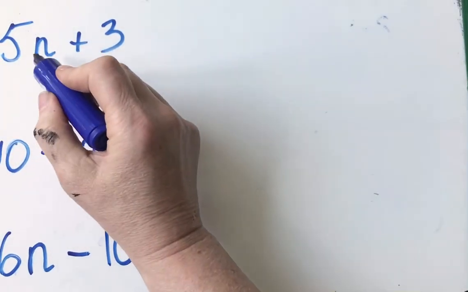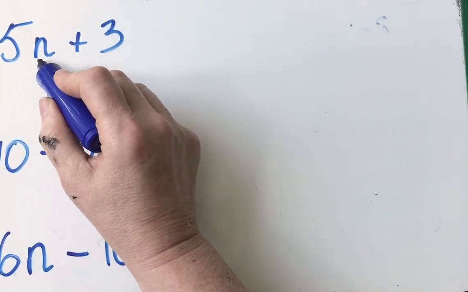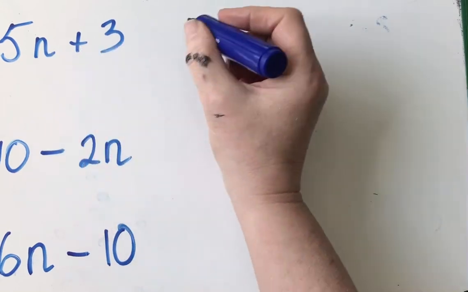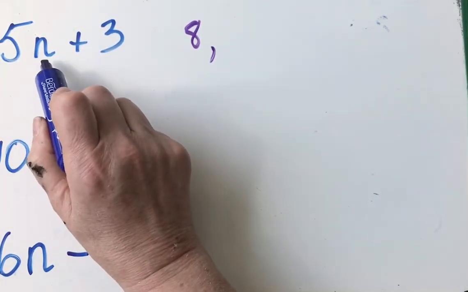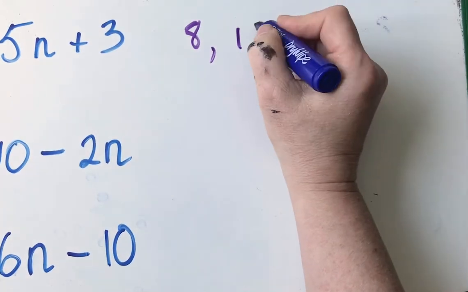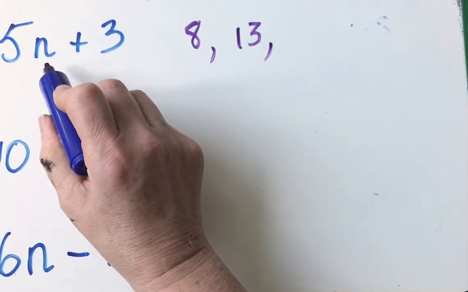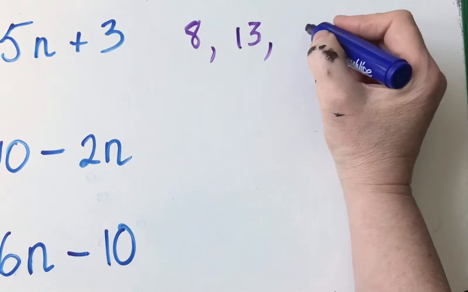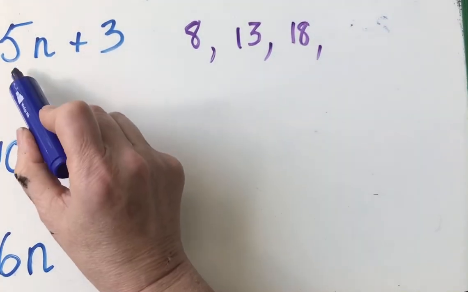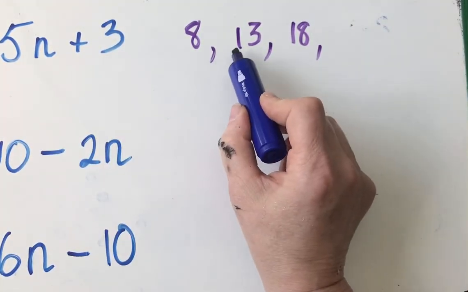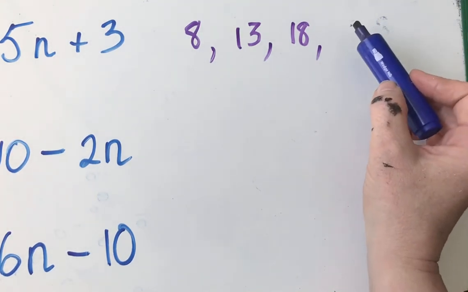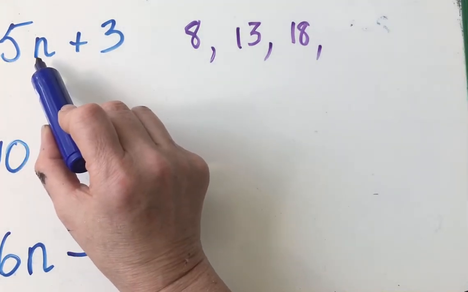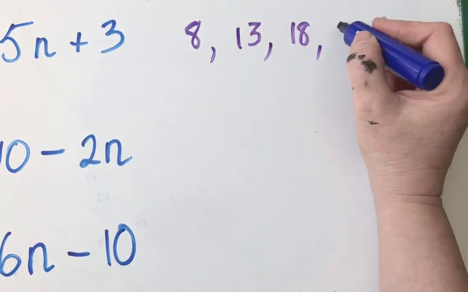Let's have a look. First one, 5 times 1 is 5. 5 add 3 is 8, comma. 5 times 2 is 10. 10 add 3 is 13. 5 3s are 15. 15 add 3 is 18. Notice the relationship between the 5 and adding 5 each time. So the next one we know is 18 add 5 is going to be 23, but we want the fourth. 5 times 4 is 20. 20 add 3 is 23.